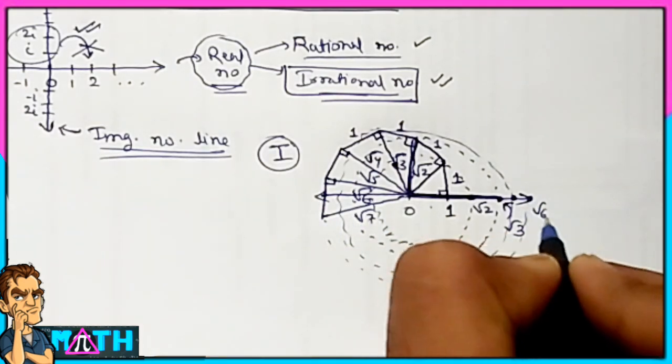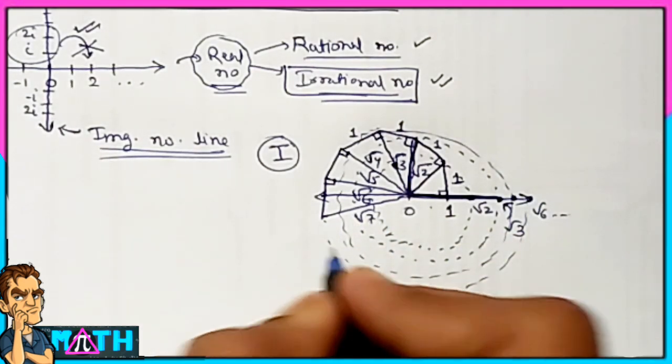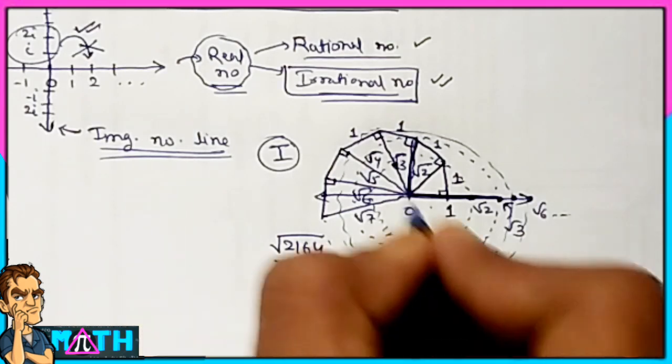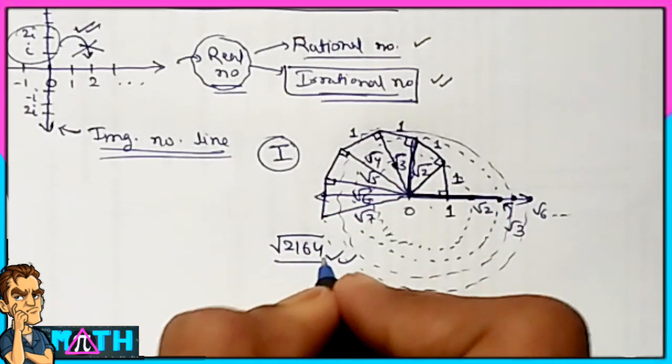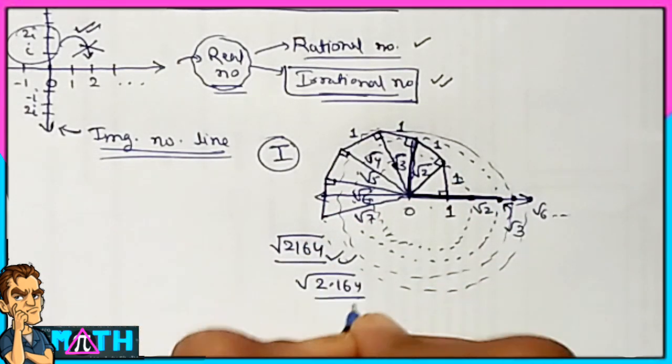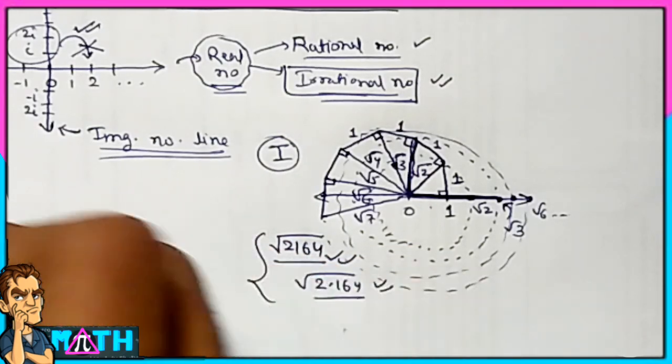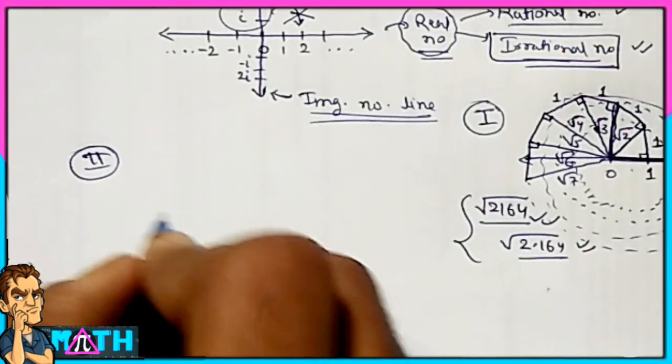But the problem is, can you plot this irrational number? It becomes too large and too big to solve. Can you plot this? So how can you plot all of these? The second method is for that.